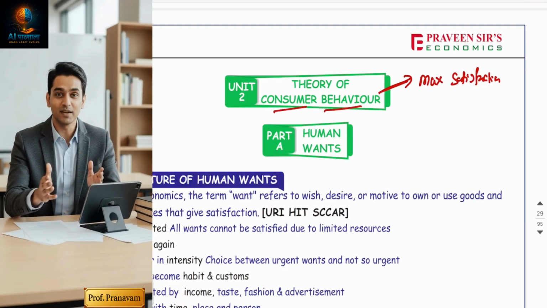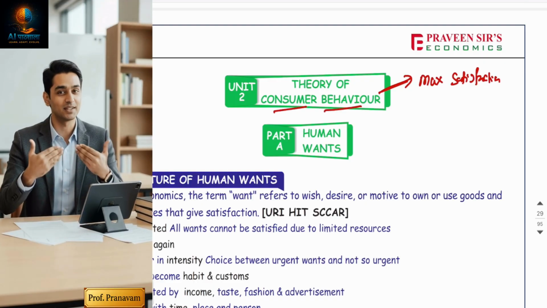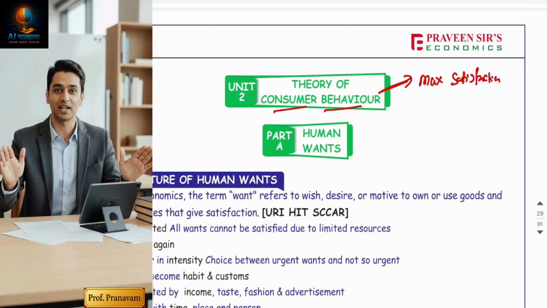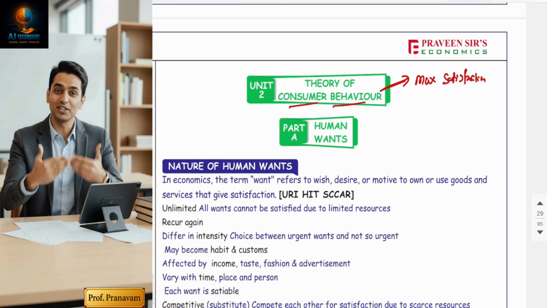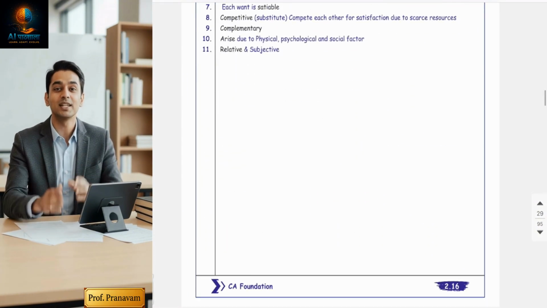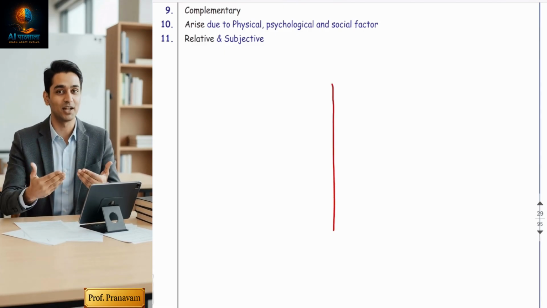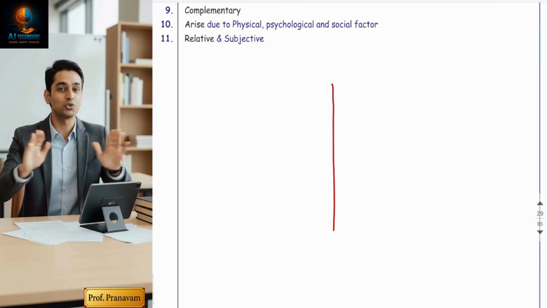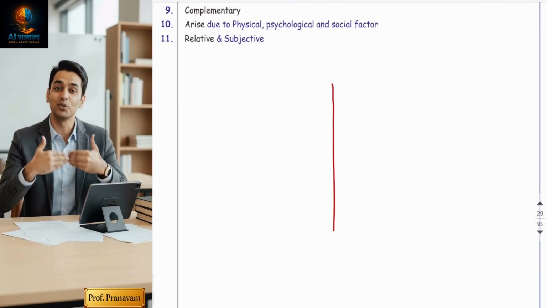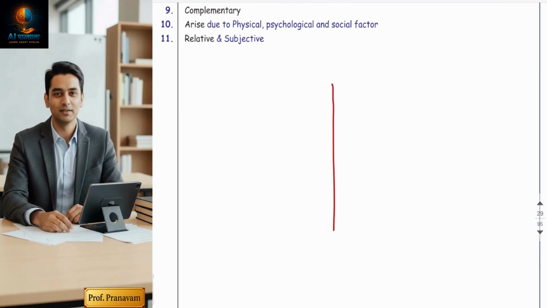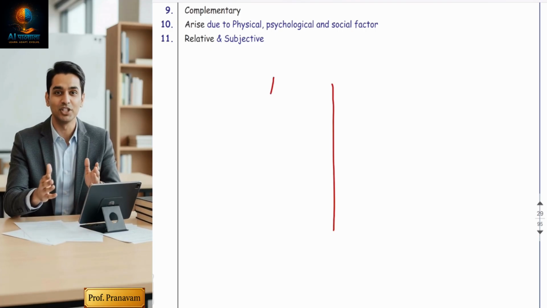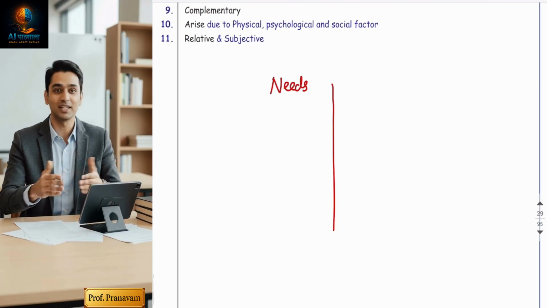Human wants, part A, because without this you will not be able to understand the further topics. But before I get into the theory, you have to understand that wants is a general word. Wants, desire, dream, wish, needs, etc. But in economics, there is one difference. Now let's get into more detail.